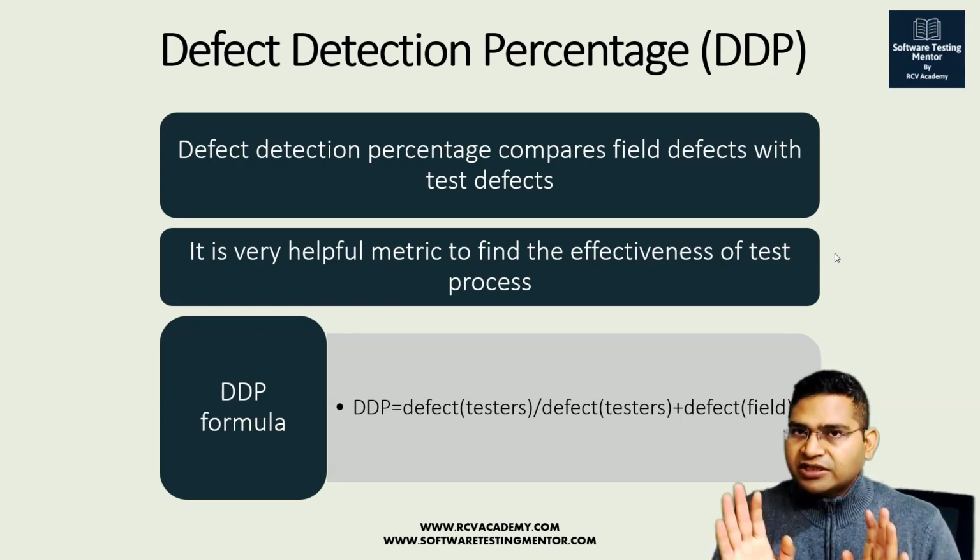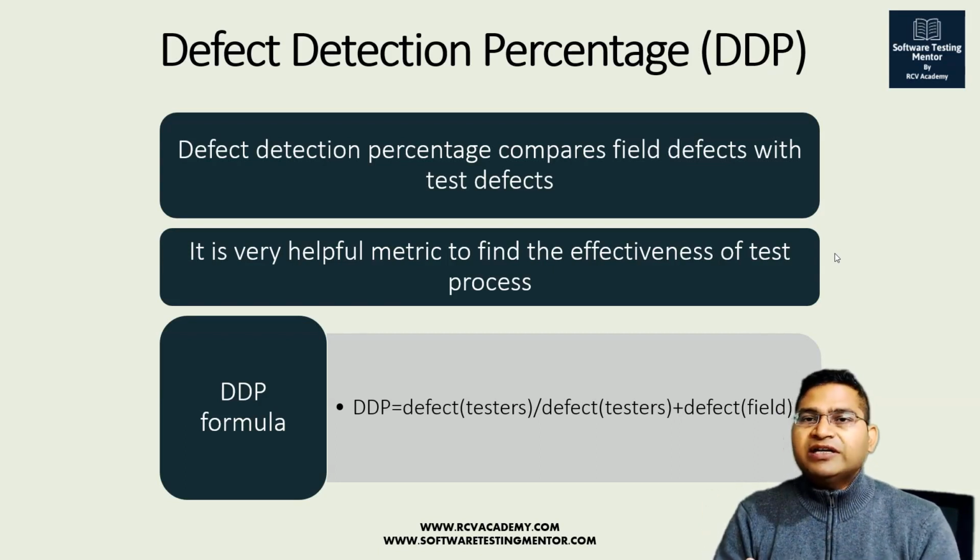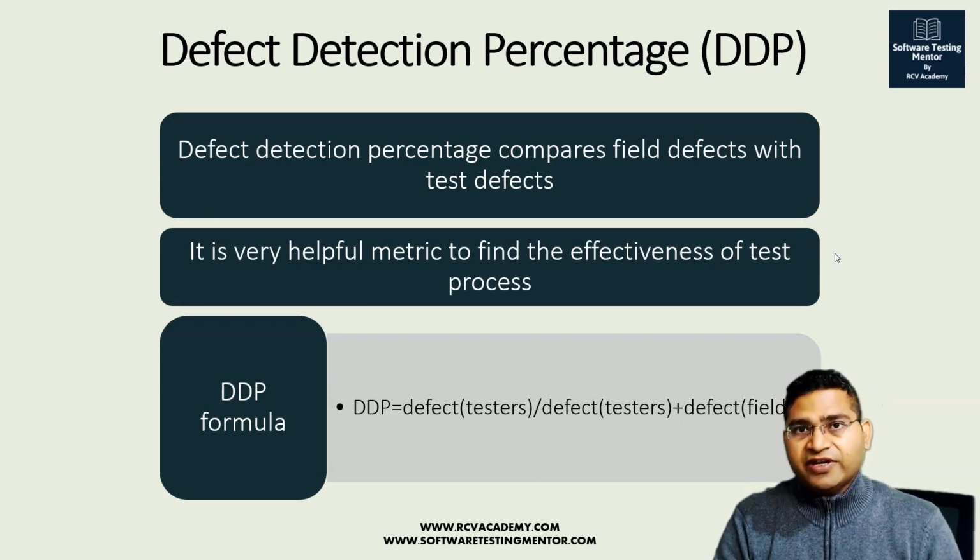After production, everything is absolutely fine, right? So 100 divided by 100 plus 0, because 100 defects were found by the testers plus no field defects, so 100. Okay, so 100 divided by 100 is 1. So the defect detection percentage is 1, which is highly effective.